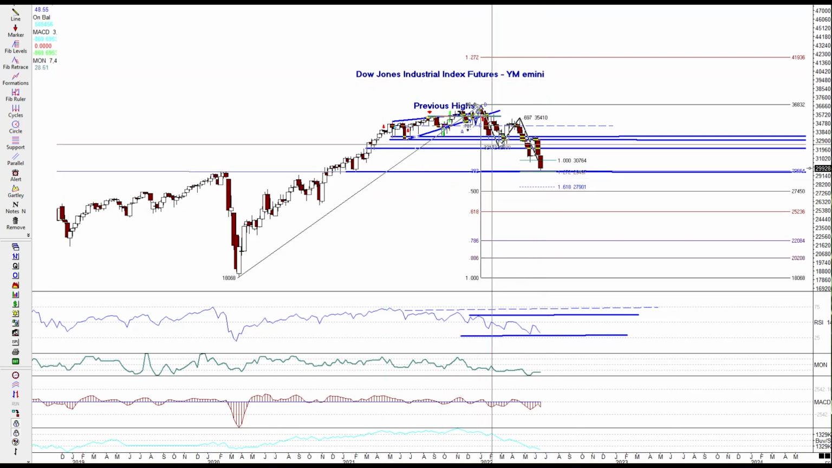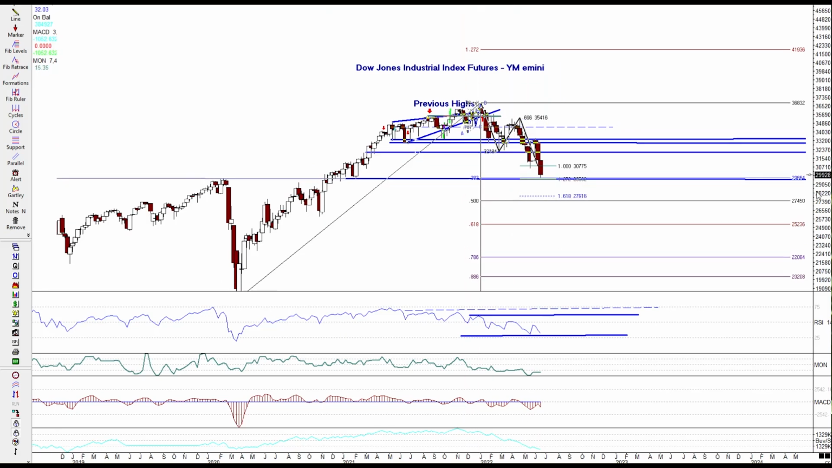And we can see that it did get down to this 0.382. Now, I pointed that out in previous videos, so you might want to go back and check those if you're new to this analysis. But that 382 also corresponds with where that previous upside breakout was, and it is finding some support there. However, I think we may just be getting a bounce to the upside, not a reversal yet.